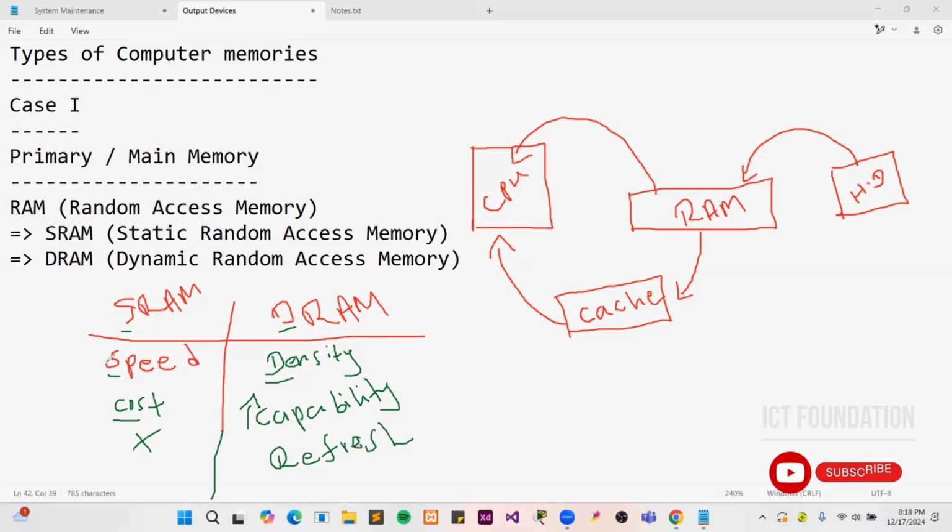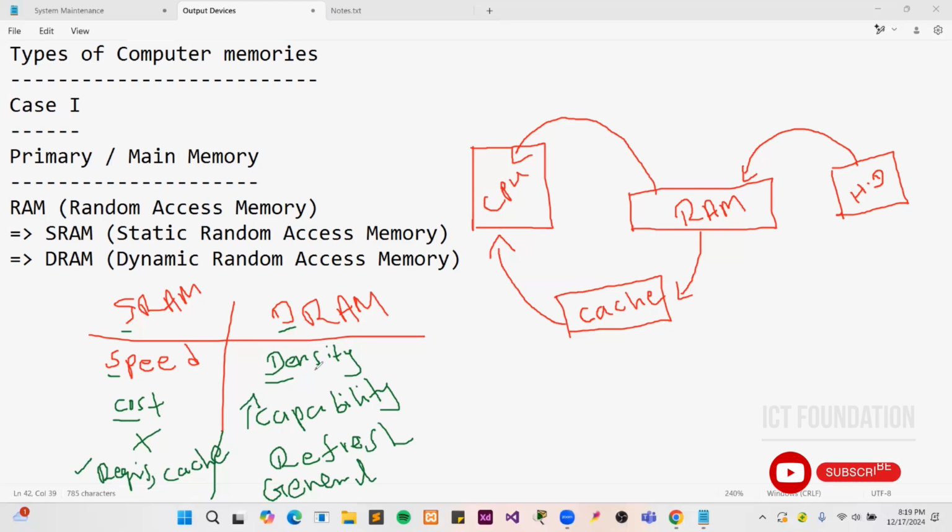SRAM is very fast, no? By using SRAM, we are making registers as well as cache memories. Registers and cache memories are made by SRAM. In general computers, we are utilizing DRAM for RAM. SRAM is utilized for registers and cache memory production. So these are some basic differences between SRAM and DRAM.